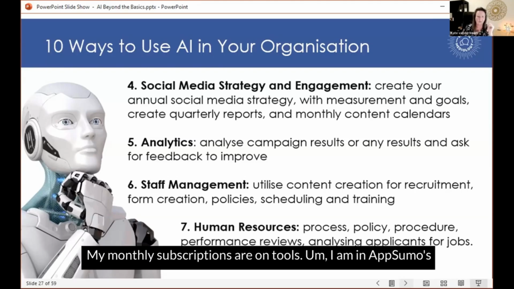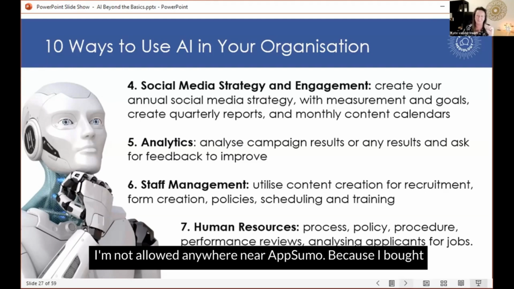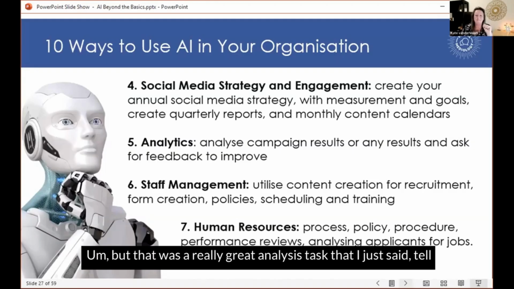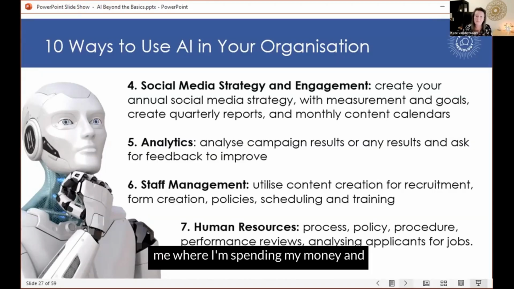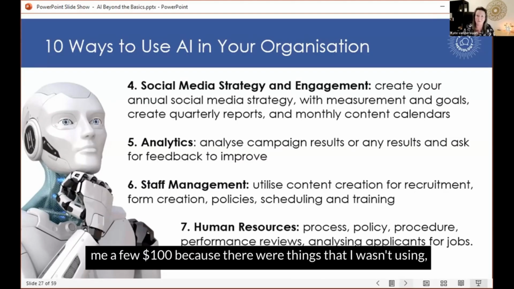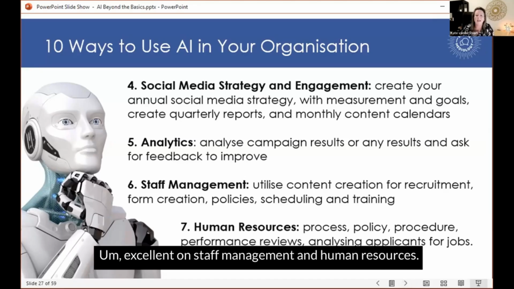I am in AppSumo's Anonymous. I'm not allowed anywhere near AppSumo because I've bought that many things from AppSumo. But that was a really great analysis task where I just said, tell me where I'm spending my money and tell me how to do that more effectively. And as a result, I cancelled about 15 subscriptions that saved me a few $100s because they were things I wasn't using. And ChatGPT did that whole analysis for me.